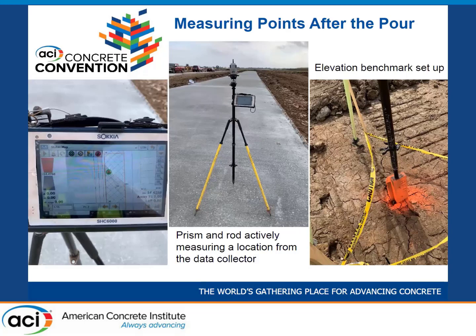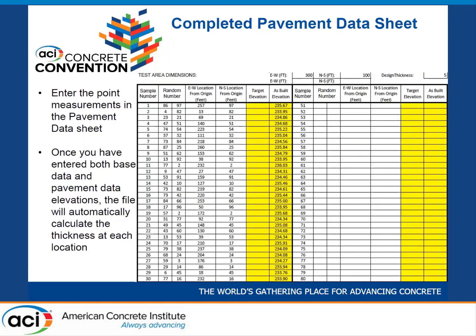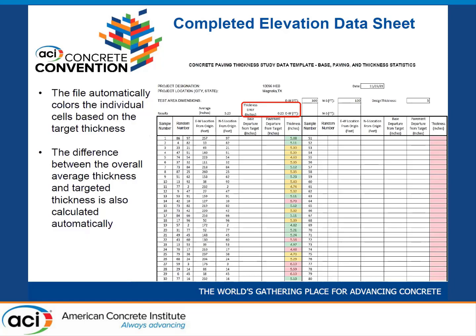Then you come back, same benchmark, everything stays the same. Now you're checking the surface, logging in the surface data and the elevations for each one of those 30 spots. So now you've got your as-built, you've got your top, same 30 spots. After that's punched in, the system is going to calculate everything for you. The average over all 30 of those is 5.23, a little bit less than a quarter inch over, for the whole 30,000 square feet, but only for those 30 samples.